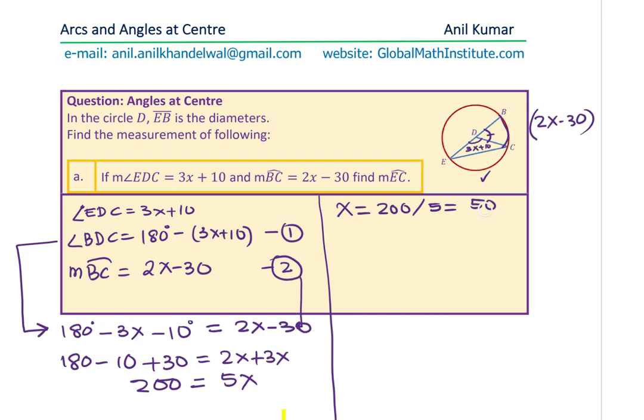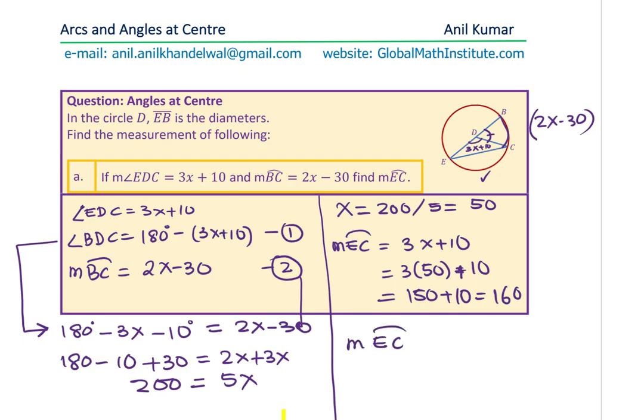Now, once we know that x is 50, we have to find the measurement of EC. So, measurement of EC is what? The arc EC is basically equal to 3x plus 10, right? 3x plus 10. So, we can substitute 50 here and find our answer. Is that clear to you? So it is 150 plus 10, which is 160. And that is how we find the measurement of arc EC as equal to 160.